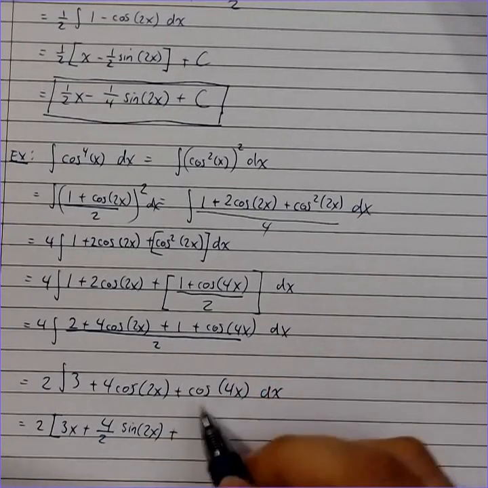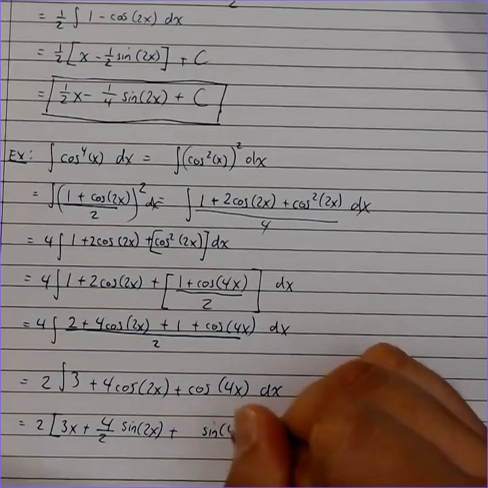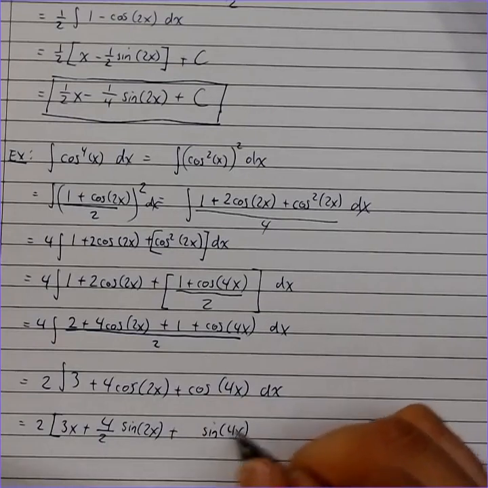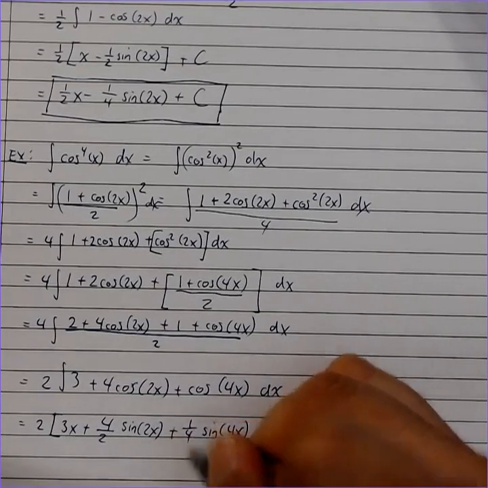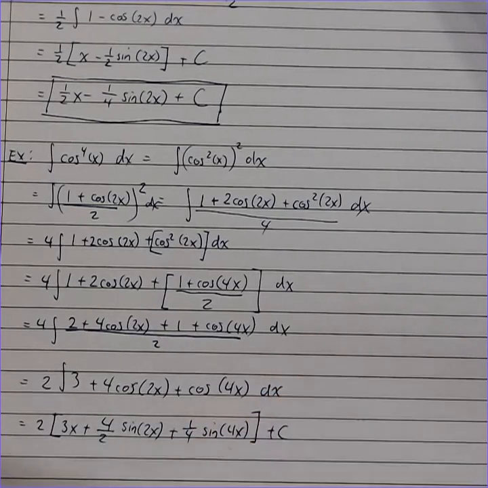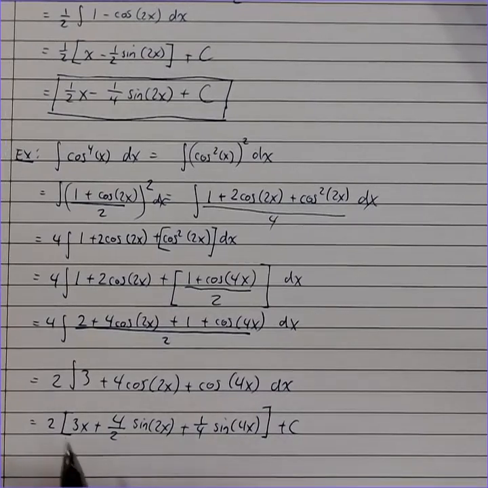Plus, here, the antiderivative, the integral of the cosine of 4x would be the sine of 4x, but then the derivative of this is 4, so we would have 1/4 the sine of 4x, plus our constant of integration. Okay. So now, we can distribute and simplify, and we're done.